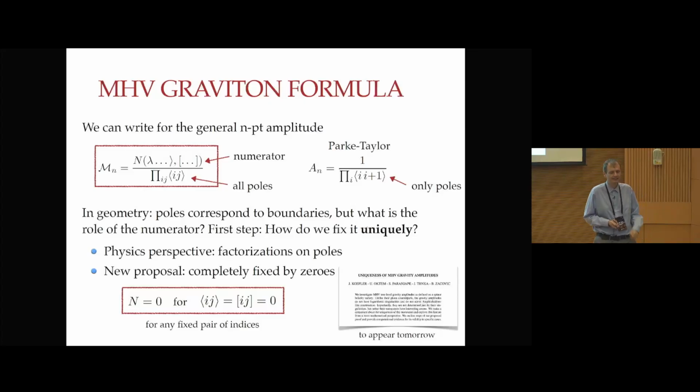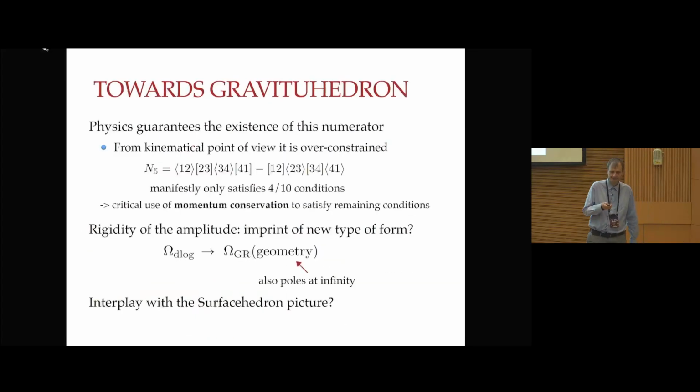Yeah, there is nothing else that is needed, no factorization, no other information. So the numerator is an answer to a certain kinematical question: what is the unique function of angle and square brackets of certain dimension and certain little group weights, which vanishes whenever we set one angle and one square bracket to 0 for all pairs of ij labels?